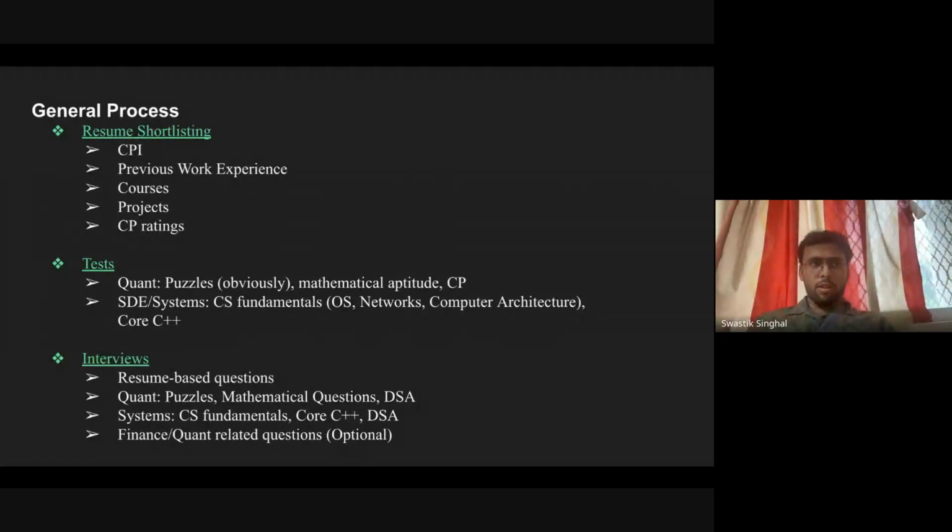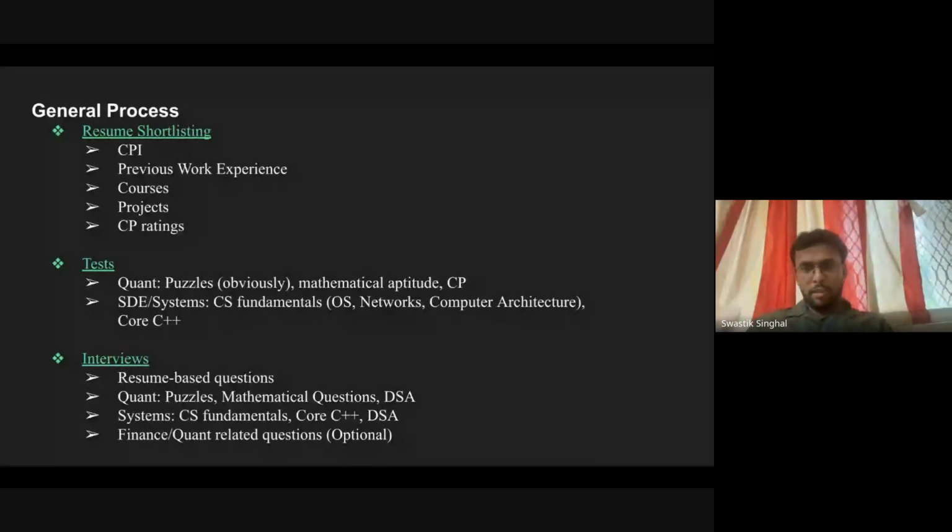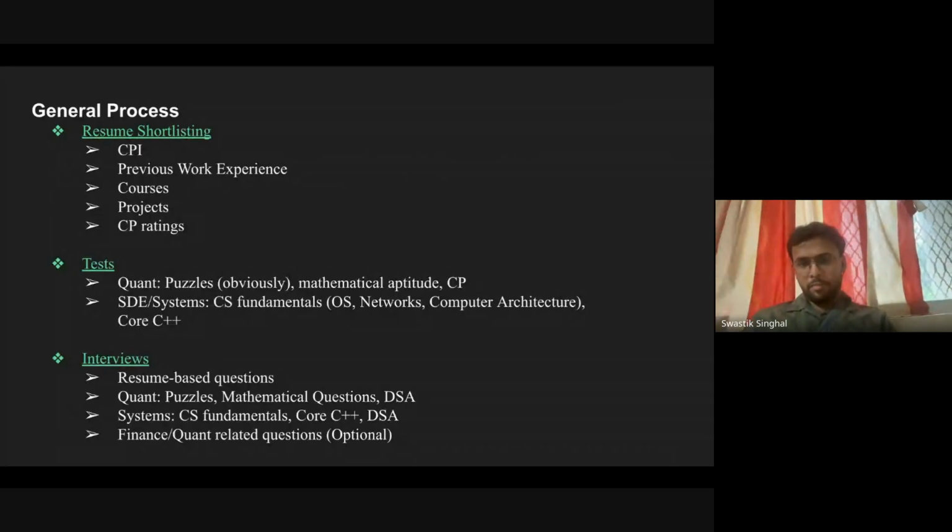Companies like Quant have some in-house questions. Those questions are very new; you won't find them anywhere. So you need to have a really good grasp of probability and that stuff to be able to crack it. You need to prepare on that part.